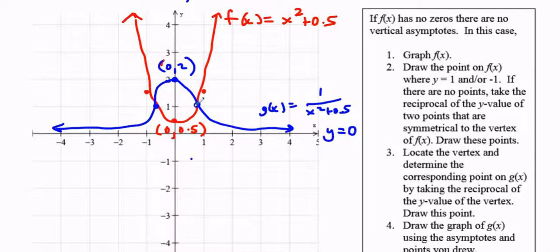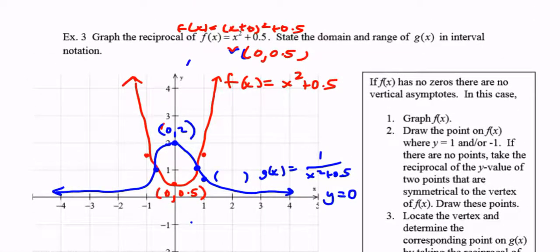And at 1, I'm not sure what that point is, but I could try and figure it out, or I could figure out another point. What about if we just put in x equals 1, and we label this point? When x equals 1, 1 squared plus 0.5 is 1.5. And so the reciprocal of 1.5 is 2/3.